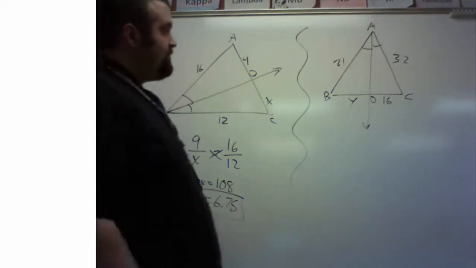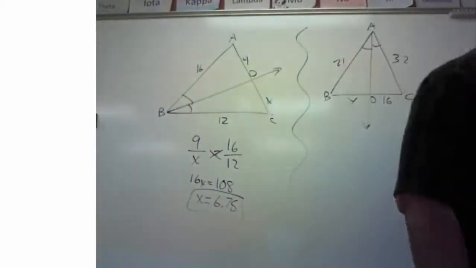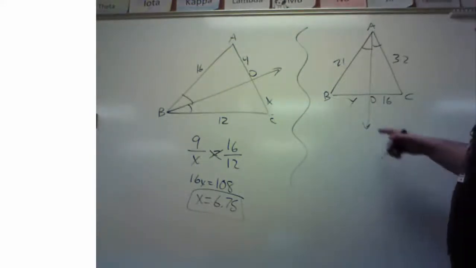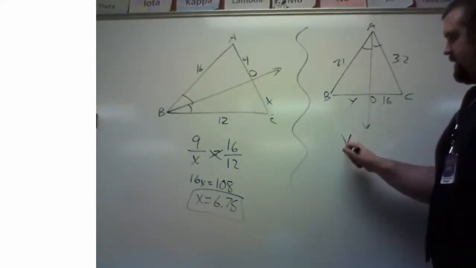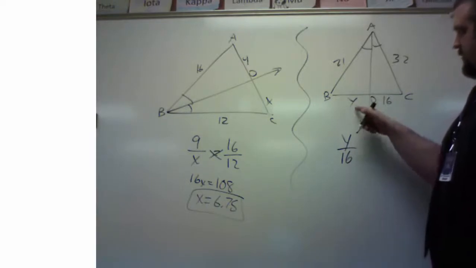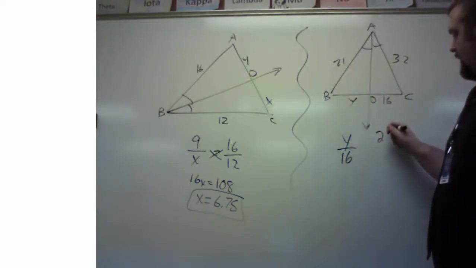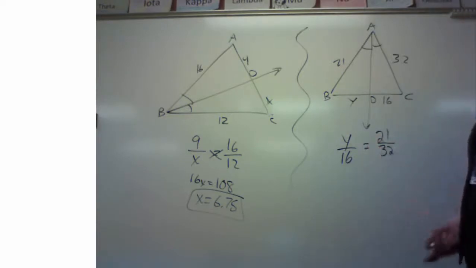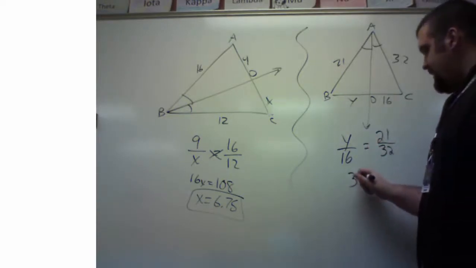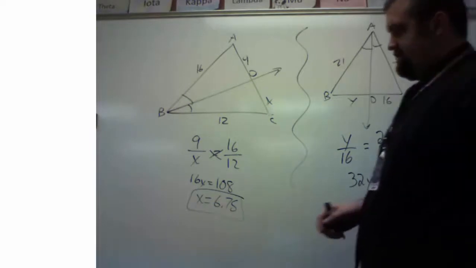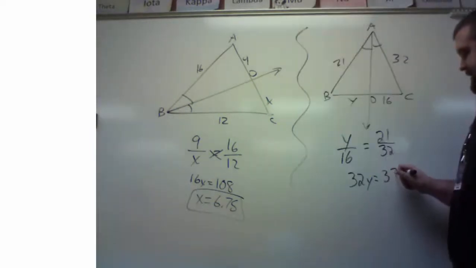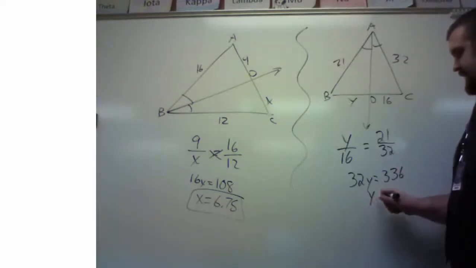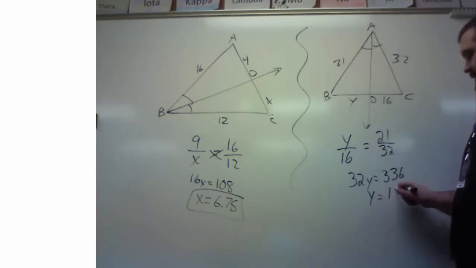Divide both sides by 16, you should get 6.75. Awesome. This one over here. Set up the proportion. Well, I'm going to do y to 16. I started with y, so I'm going to have to match it up to 21 to 32. Now that I have my proportion, it's just as simple as cross multiply and solve. 32y equals 336. Divide both sides by 32, and you should get 10.5.